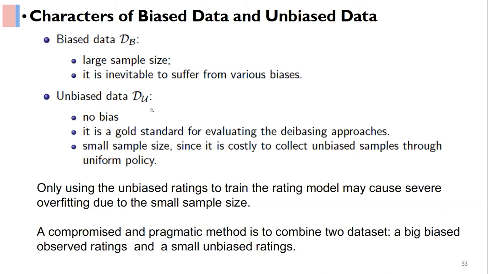In contrast, the sample size of unbiased data is much smaller. However, collected through carefully designed experiments, the unbiased data has no bias. So it provides a gold standard for evaluating the debiasing approaches. Ideally, the recommendation model should be trained using unbiased data. However, this approach will lead to severe overfitting due to the small sample size. Hence, a pragmatic strategy is to combine a large biased data set and a small unbiased data set.